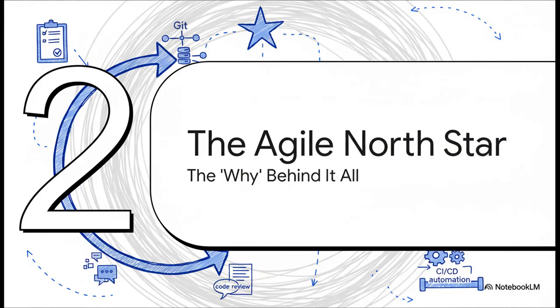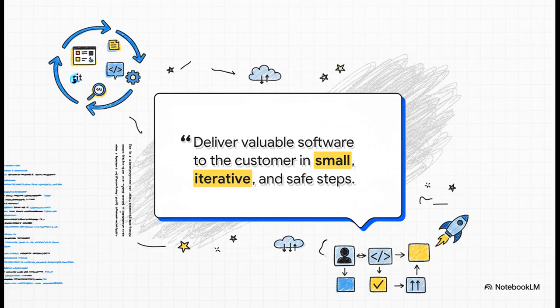Now that we've got the pieces on the board, let's find our direction in Section 2, the Agile North Star. See, before we dive into the how of the daily grind, we really need to get a handle on the why. What's the ultimate point of all this process and structure anyway? And this is it. This is our North Star. Everything we're about to talk about is designed to serve this one single principle. Is it small? Is it safe? Does it actually deliver value? This is the lens we're going to use to look at the entire process.